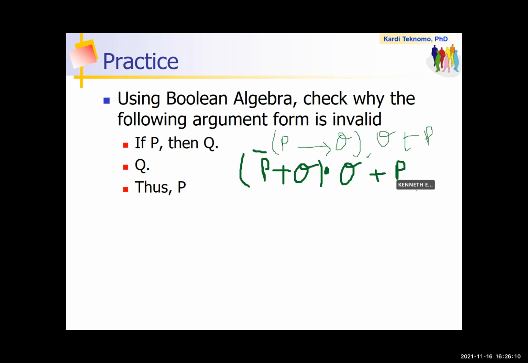Otherwise you need to put the accent on all. No, the accent is in the first part, not the second part. Okay, very good. Now you need to play with Boolean algebra to make it into either a tautology or a contradiction, or you cannot solve it.